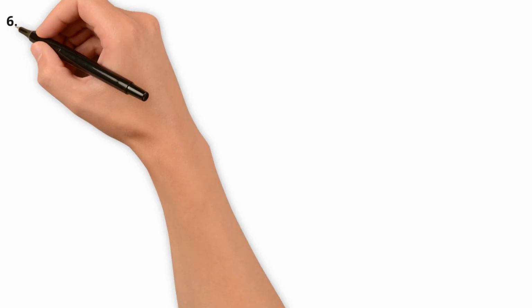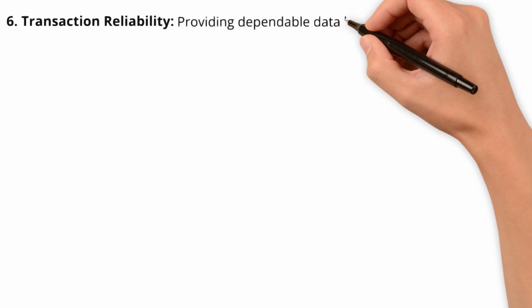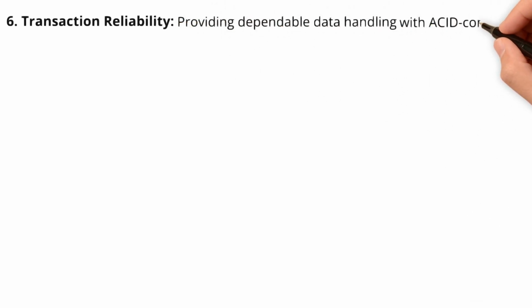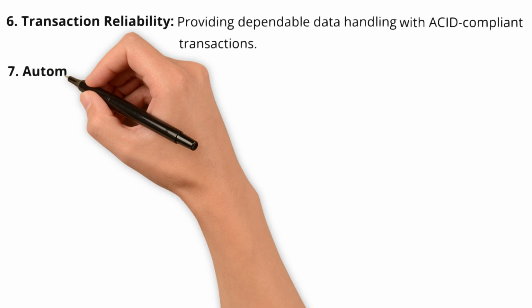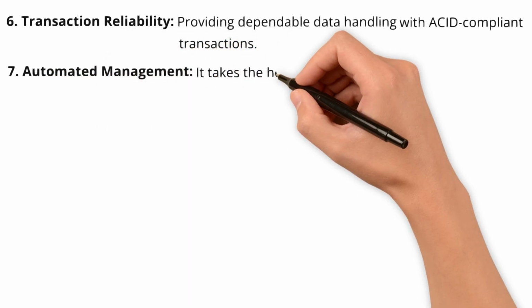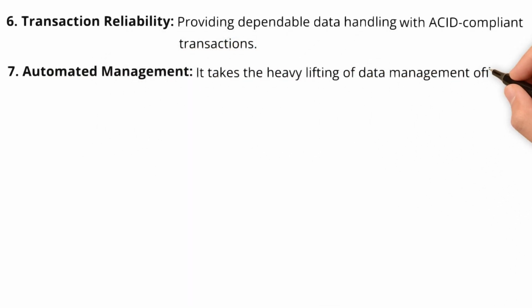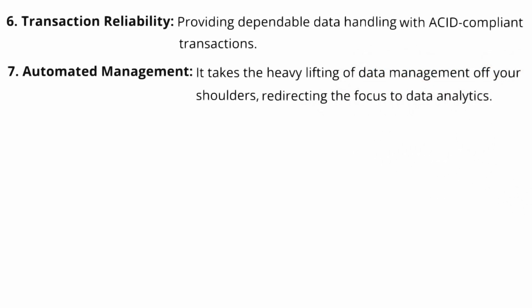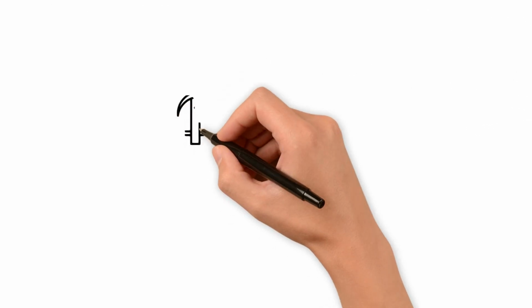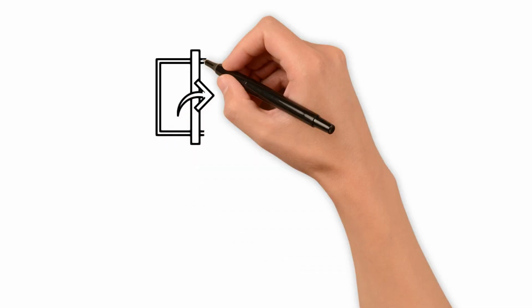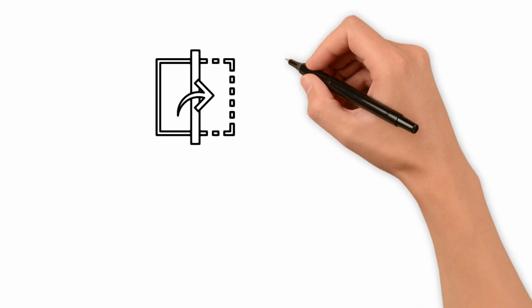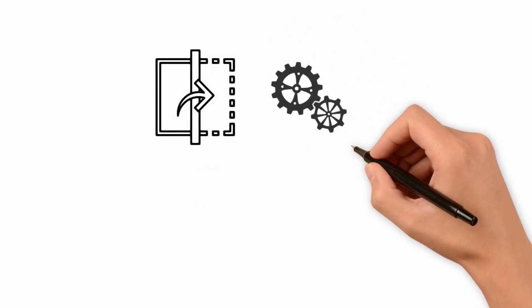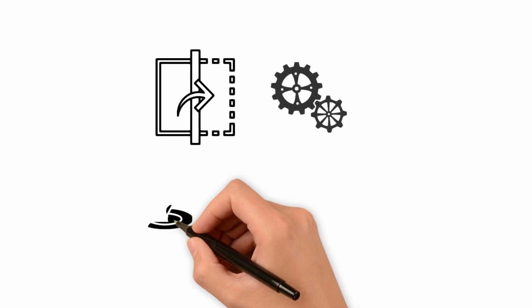Next up, transaction reliability, providing dependable data handling with ACID compliant transactions. Automated management, it takes the heavy lifting of data management off your shoulders, redirecting the focus to data analytics. Let's reflect briefly on how these benefits could reshape the way data is leveraged across industries. Can you envision the potential impact?